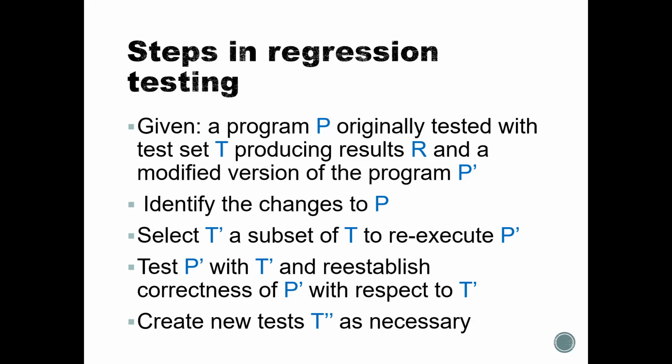Then once you test P dash with T dash, you have to reestablish the correctness of P dash with respect to T dash. And in this whole cycle, you may also need to create new tests, which is T double dash, as necessary. It totally depends on the objective, what you are trying to do in the whole scenario.